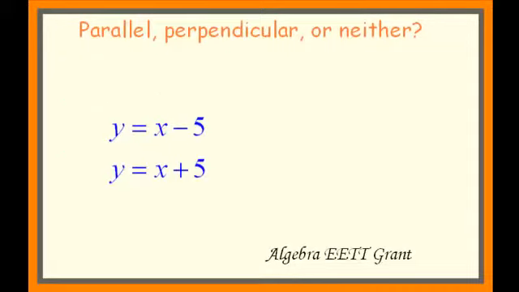Now let's look at another example. Again, same question. Are they parallel? Are they perpendicular? Or are they neither? Well, if you look at this set of equations, you're going to look at the slopes, the value in front of x, the coefficient of x. Notice both of them are 1. And now notice their y-intercepts. They are different. So that means this set of equations is parallel.